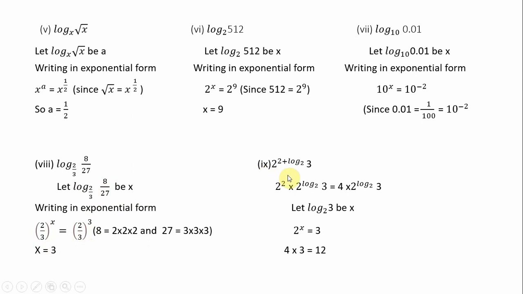Now the last question of this exercise, try to listen carefully. You are given 2 power 2 plus log 3 base 2. This log 3 base 2 is also an exponent only, right? So if you assume it as a to the power of m plus n, a to the power of m plus n can be written as a power m into a power n. So I am writing like this now: 2 square into 2 to the power of log 3 base 2, right? So here a power m plus n was converted into a power m into a power n. So 2 square into 2 to the power of log 3 base 2.